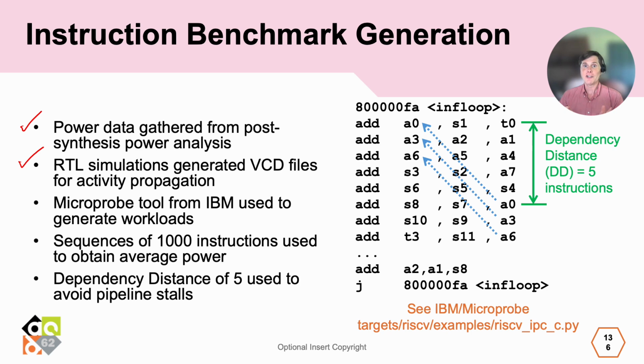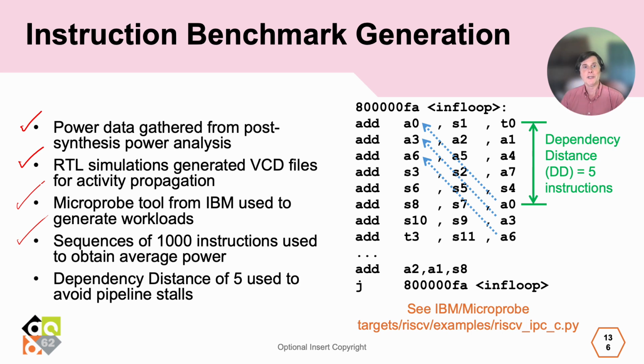To generate those workloads, we use the microprobe tool from IBM, which allowed us to create sequences of 1,000 instructions over which we would average the power for a large number of instructions. Now, this wasn't entirely straightforward, mainly because we need to make sure that we isolate the kind of event that we're interested in and don't have extra events that don't matter and could throw off the characterization of energy for each one of those events.